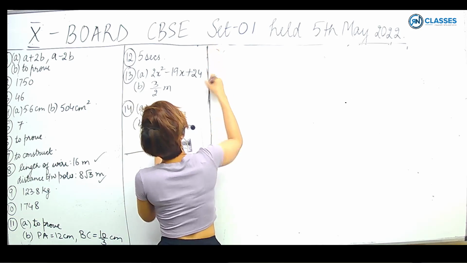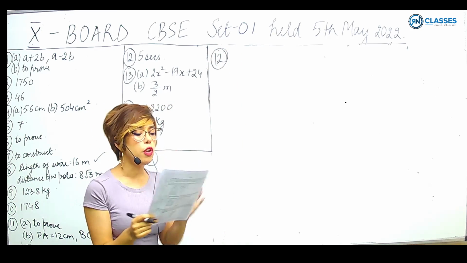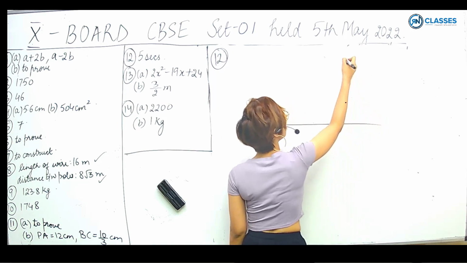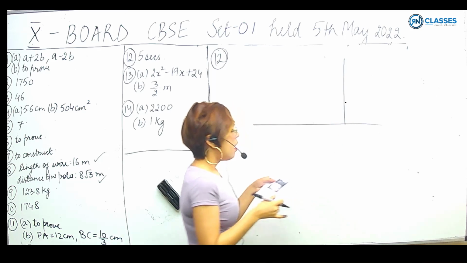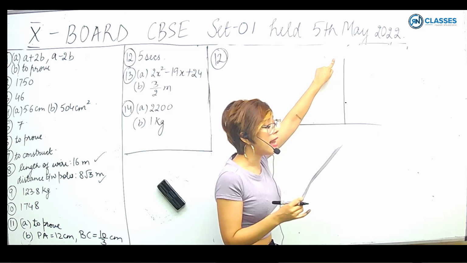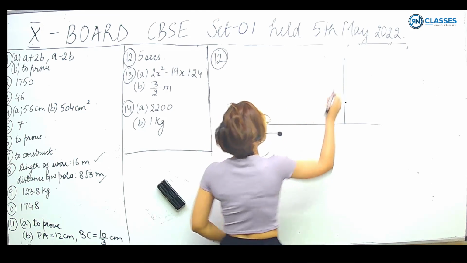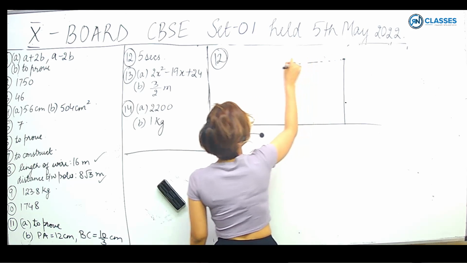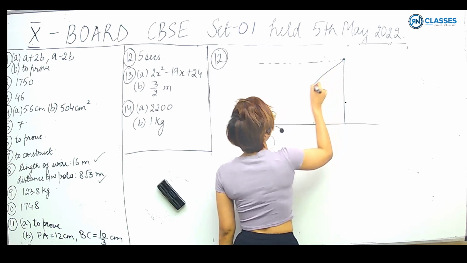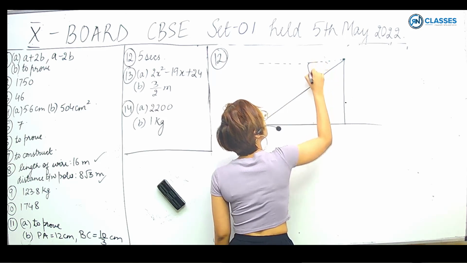Alright. Question number 12. A straight highway leads to the foot of the tower. So obviously I need my highway. So suppose my highway is this one and this is the foot of the tower. A man standing at the top of it. So here is my man. Observe a car at an angle of depression of 30 degrees. So let me make my line of sight first. This is the man's line of sight. The angle of depression is 30 degrees. So this angle is 30 degrees.